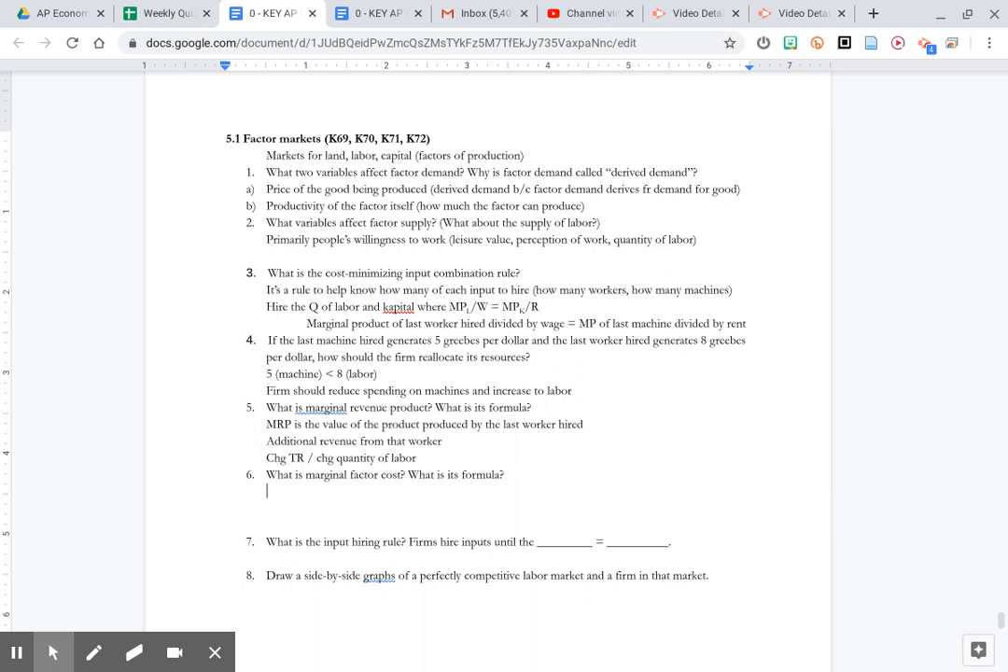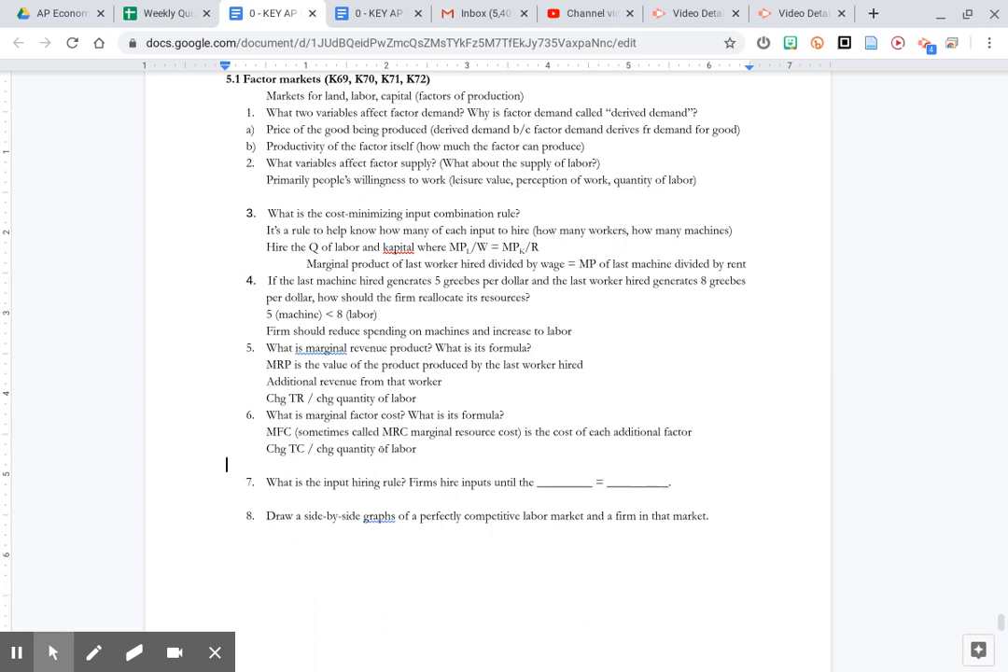The marginal factor cost is MFC. It's sometimes called the marginal resource cost, because we use the two words resource and factor interchangeably. It is the cost of each additional factor. And so it's just given as the change in total cost divided by the change in quantity of labor. Or, if we're talking about machines, it would be the change in quantity of machines. So this wouldn't necessarily just pertain to labor. It could be machines as well.